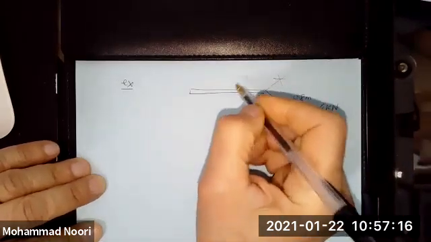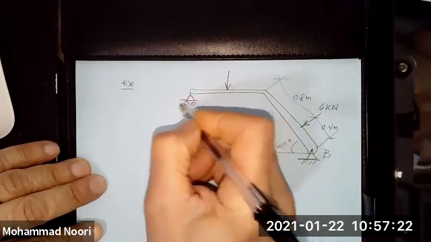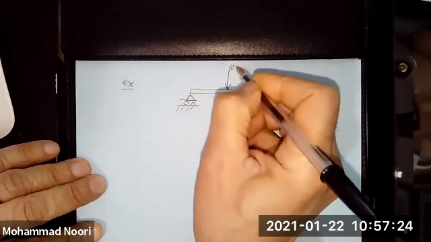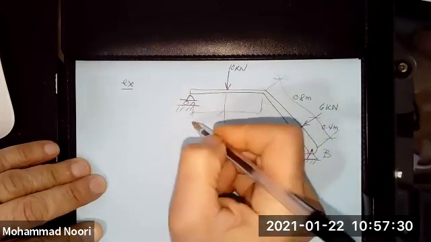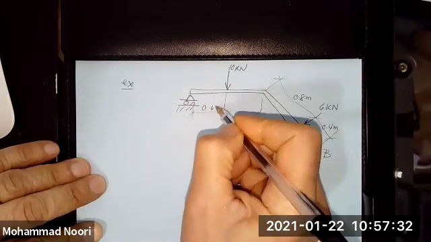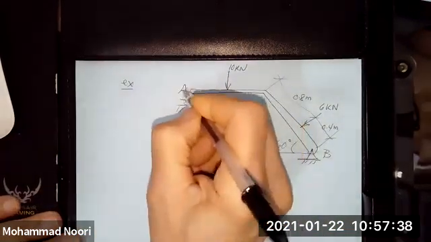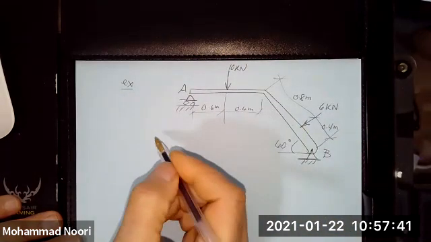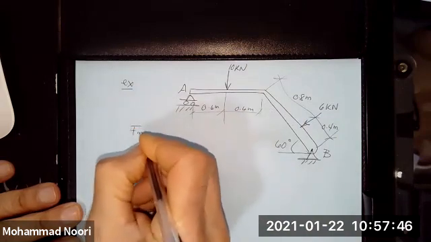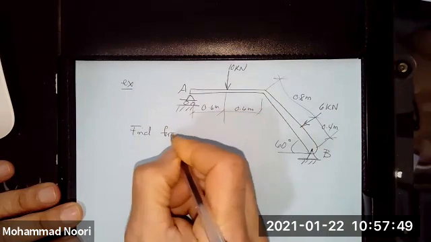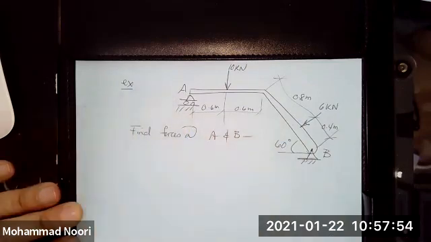And then you have another load acting here in the middle of this piece, which is supported at this end by a roller, 10 kilonewton, and these distances are given. Okay, this is 0.6 meter and 0.6 meter. So this is A and B. So the problem is asking you to find the forces at A and B, the support reactions.